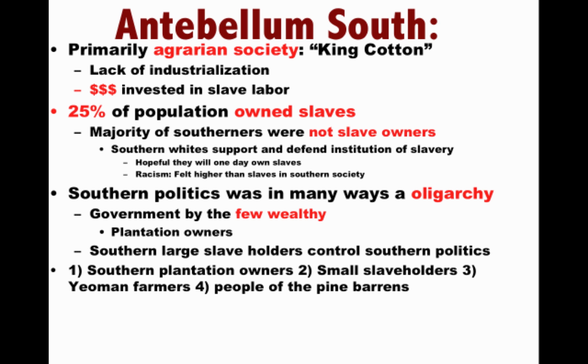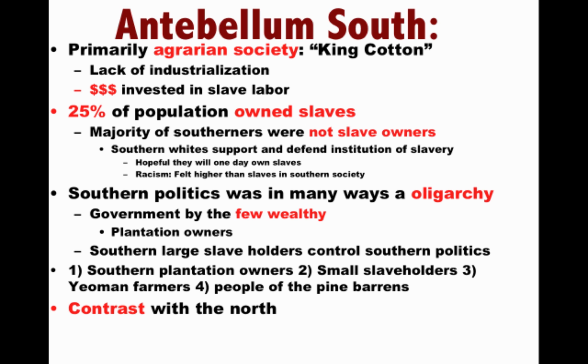In fact, if you look at Southern society, it could be broken down into these four groups among Southern whites. You have the plantation owners. They are the very wealthy, the elite, the 1%. Number two, the small slaveholders. These are people that typically own around 10 or fewer slaves. Then you have the majority of the population, which are the yeoman farmers. They own no slaves at all. And at the bottom of Southern white society are the people of the Pine Barrens. They own no slaves, and they also own no land.